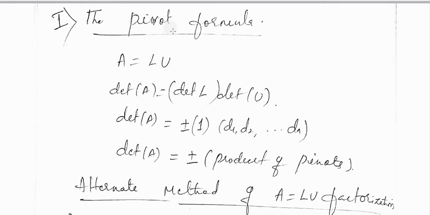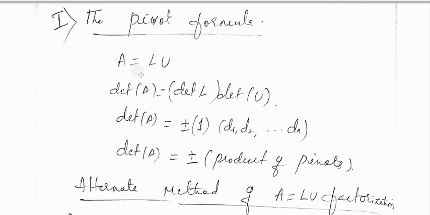Today I am going to discuss the important formulae to compute the determinants. Firstly, I am going to discuss the pivot formula. In this formula, the matrix A will be reduced to a product of two triangular matrices. That is, A is equal to LU through the process of LU factorization. We'll discuss the process of LU factorization at the end.